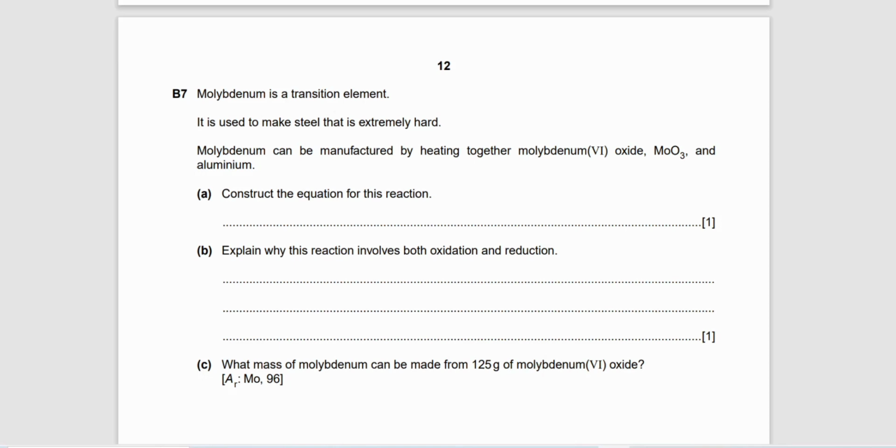So we have over here molybdenum from the transition elements. It is extremely hard. It is used to make steel that is extremely hard. Molybdenum can be manufactured by heating together molybdenum oxide and aluminium. Construct the equation for this reaction. Molybdenum can be manufactured by heating molybdenum oxide and aluminium.